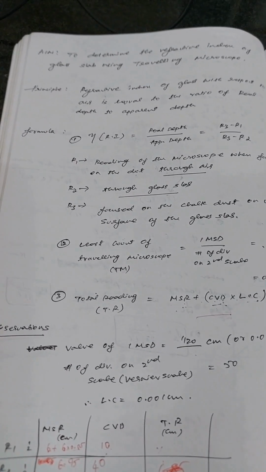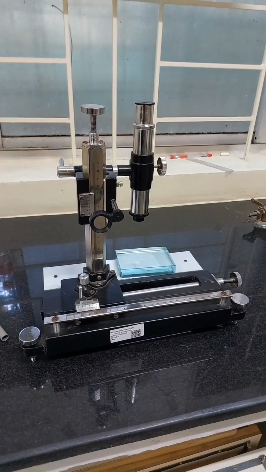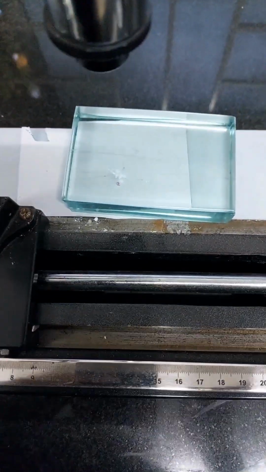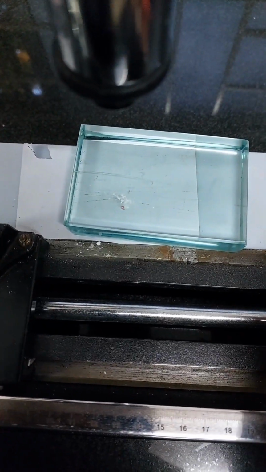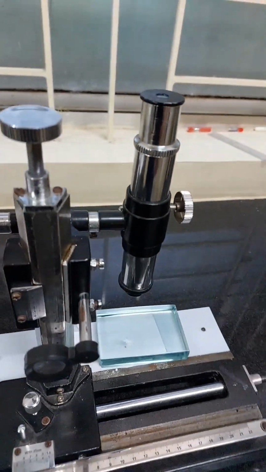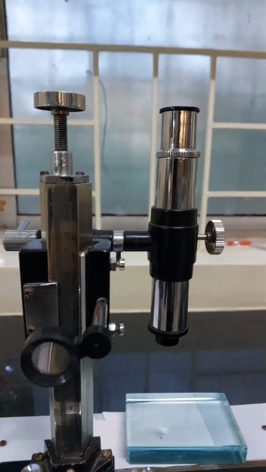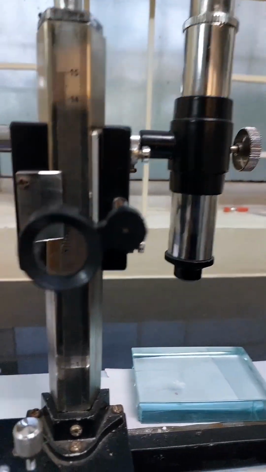So that's my MSR. Now this is the third reading. Basically I have put some chalk paste powder on top of the glass slab. Now again through the microscope I will see. Maybe I will have to lift the microscope again. At this point I could see the chalk paste particles very clearly. Now let's see what is the value of MSR and CVD.